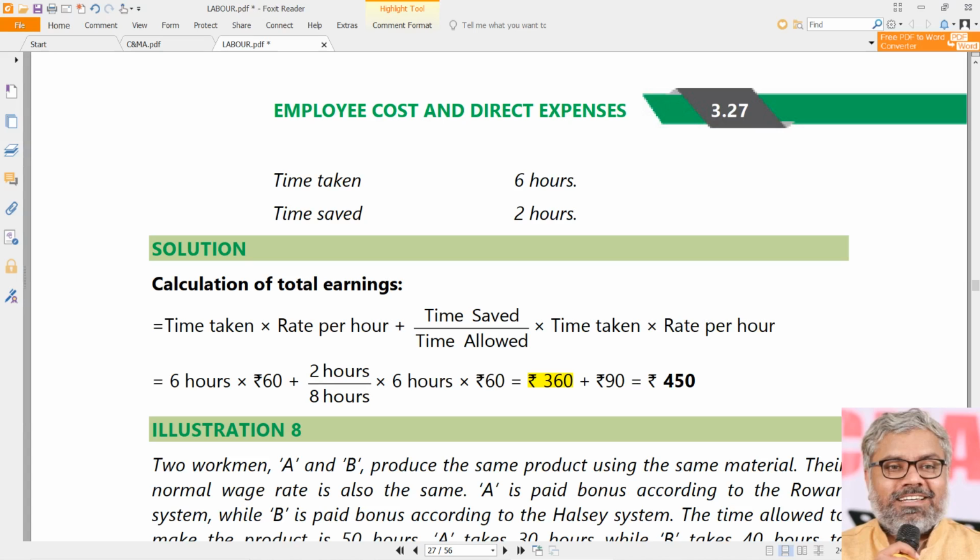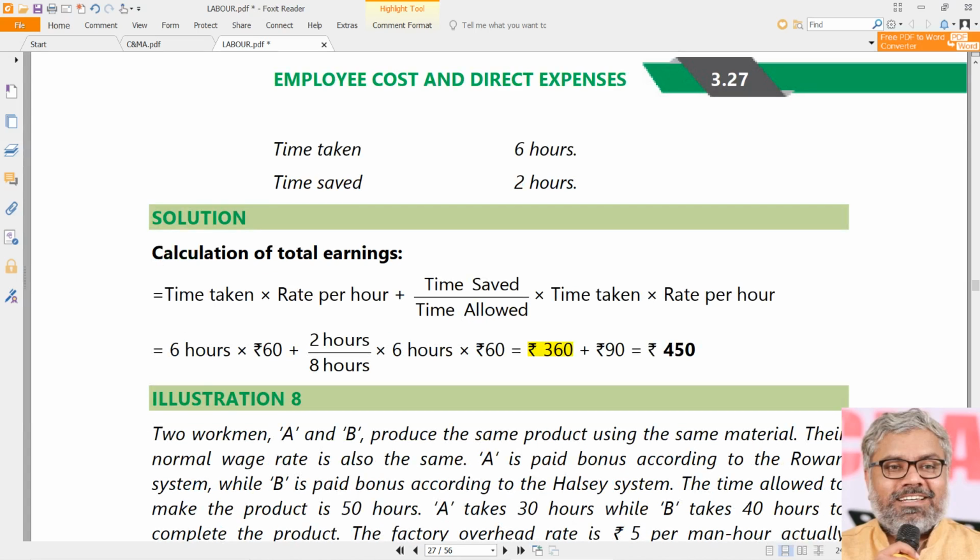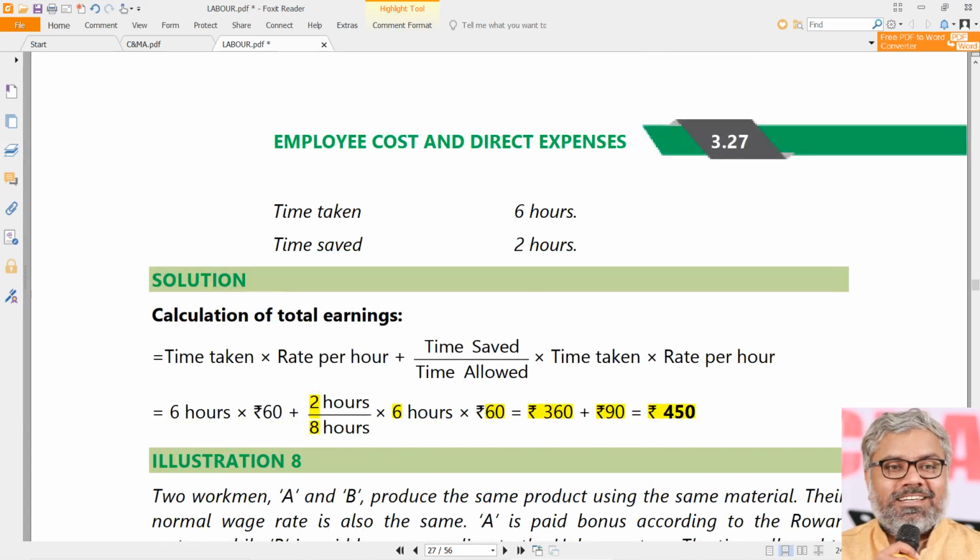Bonus here has to be calculated by using a particular formula suggested by Rowan. That is what? Time saved divided by time allowed multiplied with time taken multiplied with rate per hour. Substitute that. Time saved here is 2 hours. Time allowed was 8 hours. Time taken was 6 hours. Multiply with rate 60. That comes to 90. So the total wages of the worker under Rowan scheme are 450 rupees.